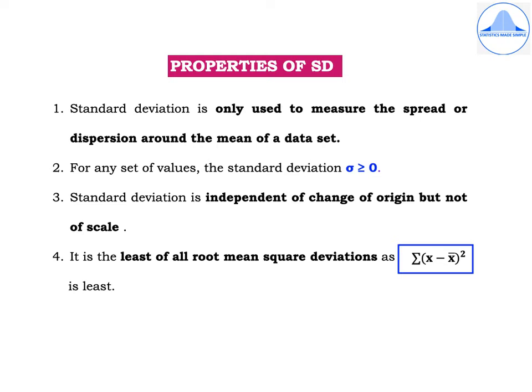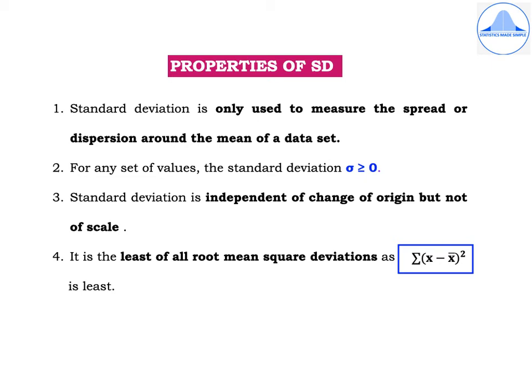Let us now learn some of the important properties of standard deviation. Standard deviation is only used to measure the spread or dispersion around the mean of a data set. For any set of values, the standard deviation, that is sigma, is greater than or equal to 0. That is, standard deviation can never be negative. The third point to remember is a standard deviation is independent of change of origin but not of scale.